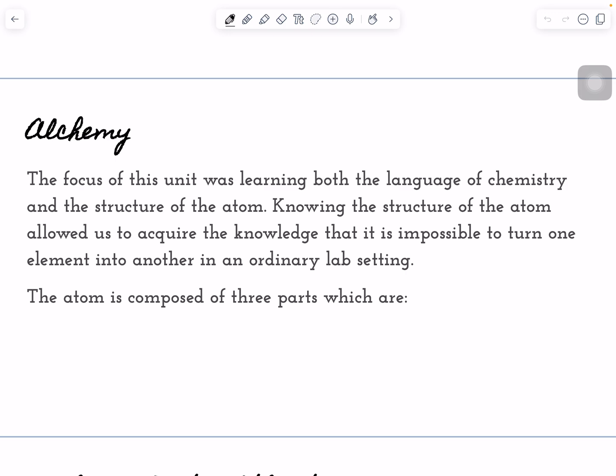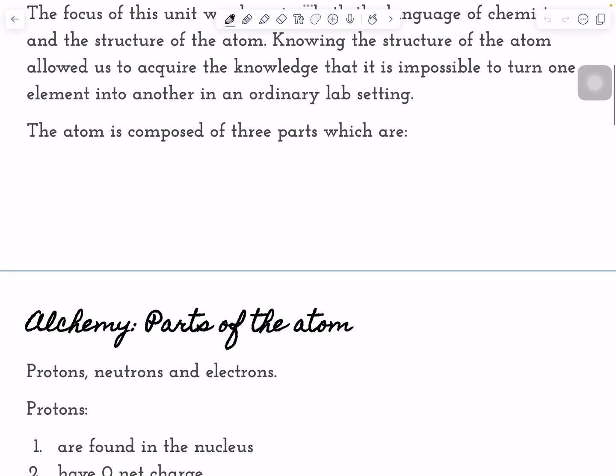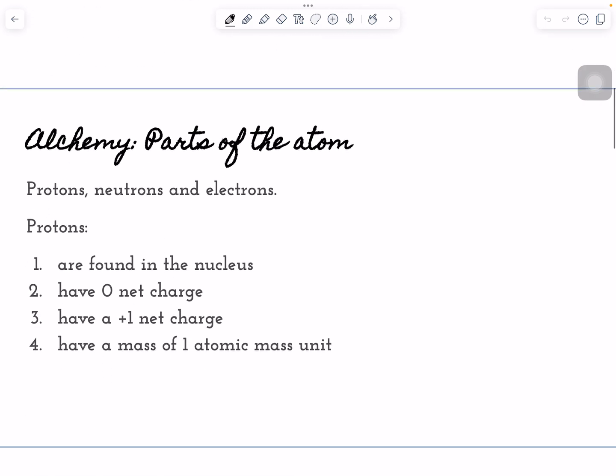The atom is composed of three parts, which are protons, neutrons, and electrons. So protons are found in the nucleus. They have a charge of +1, and they have a mass of 1 atomic mass unit.